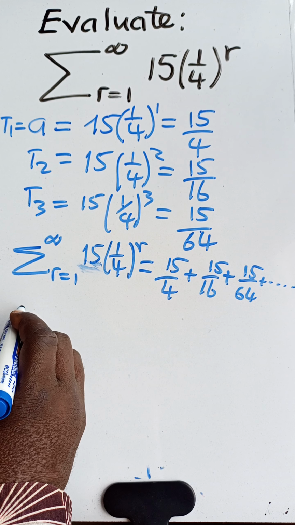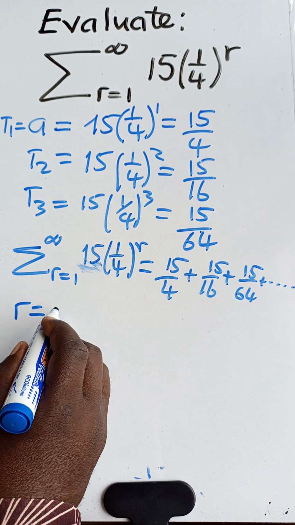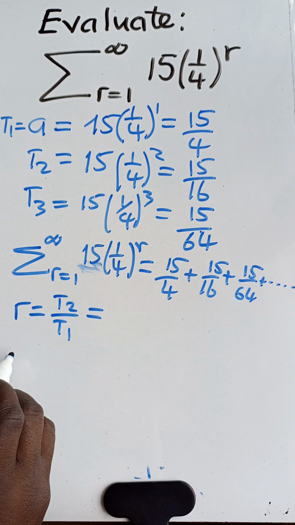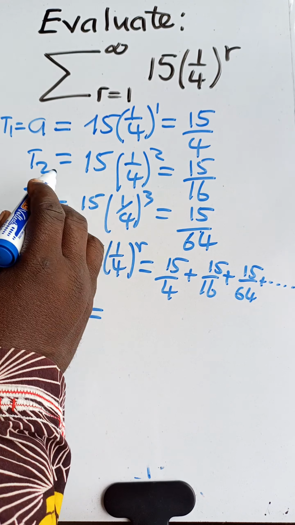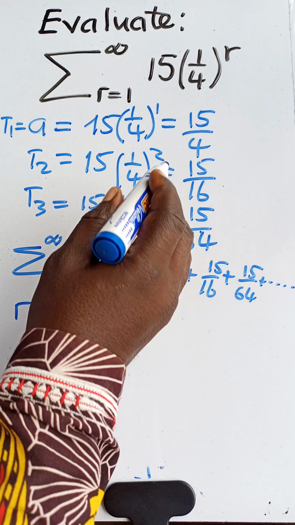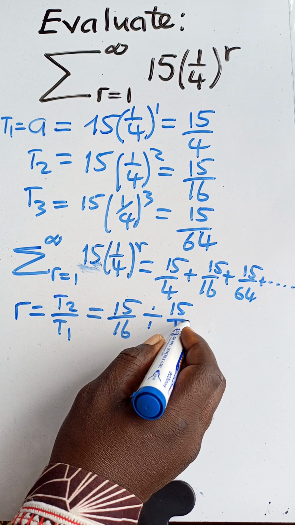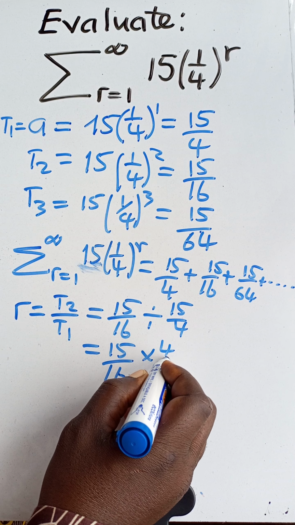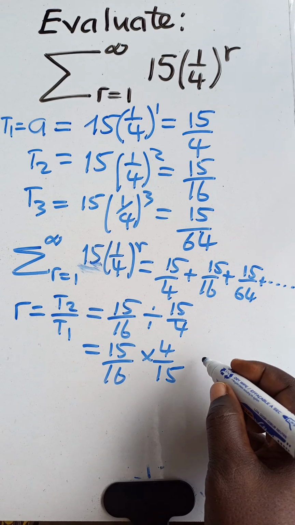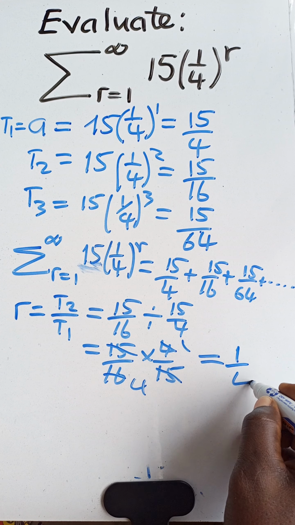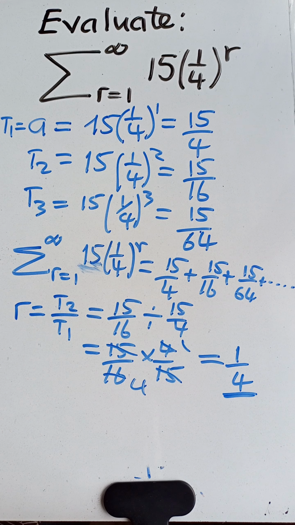And so we see that our common ratio will be T2 all over T1. T2 is the second term, 15 all over 16, divided by T1, 15 all over 4. This is 15 all over 16 multiplied by 4 all over 15. And so we see that the 15 cancels, and 4 into 16 is 4 times 4, so we have 1 quarter. All right, so our common ratio is 1 quarter.